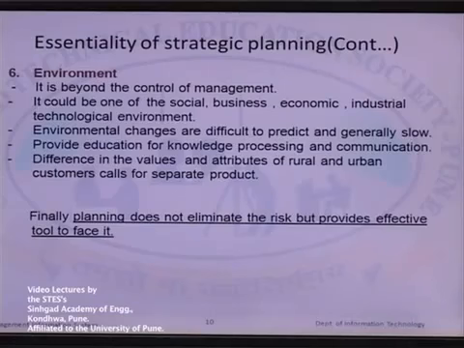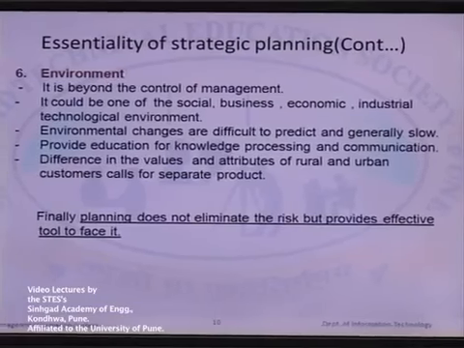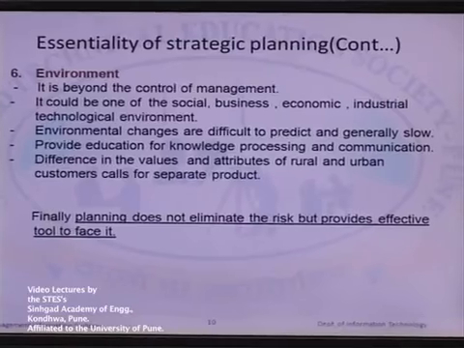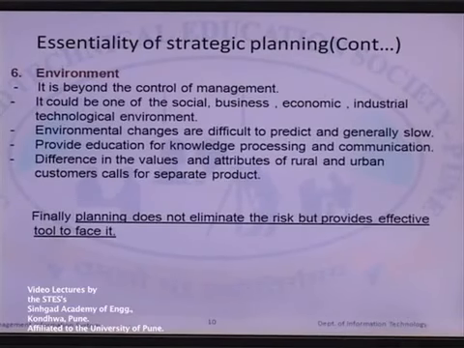Next, very important, is the environment. In which environment does your organization actually work? Here it is beyond the control of management. It could be the social, business, economic, industrial, or technological environment. Environmental changes are difficult to predict and generally these are very slow changes. Provide education for knowledge processing and communication. And lastly, differences in values and attributes of rural and urban customers call for separate products. It is possible that your urban customers' requirements will be different from your rural customers' requirements.